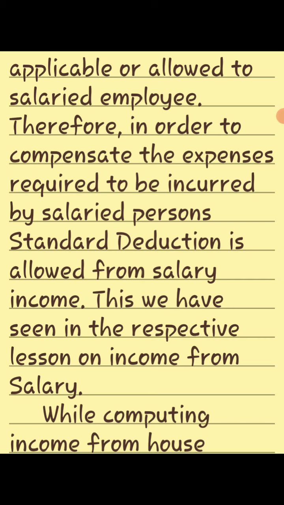Therefore, in order to compensate the expenses required to be incurred by salaried persons, standard deduction is allowed from salary income. This we have seen in the respective lesson on income from salary.